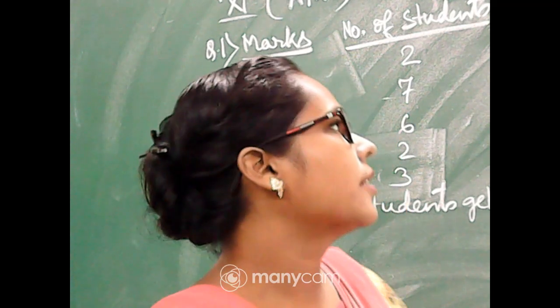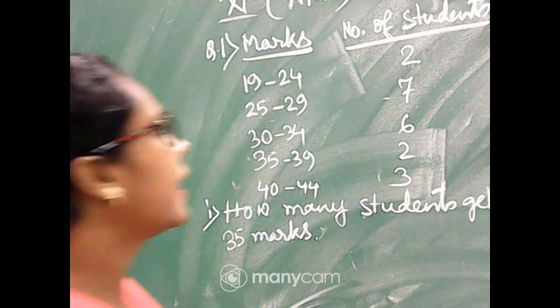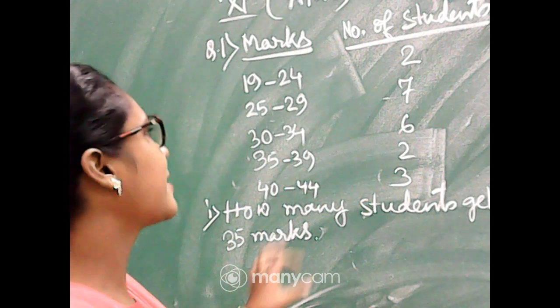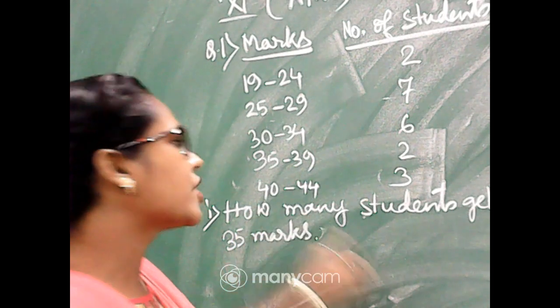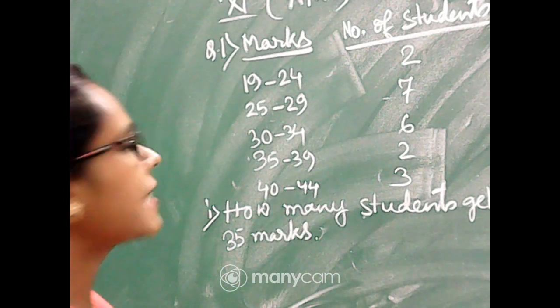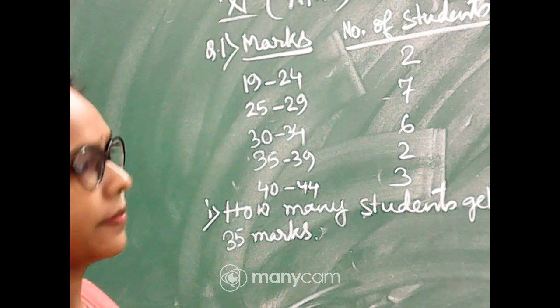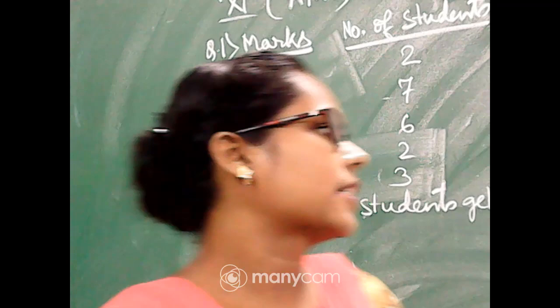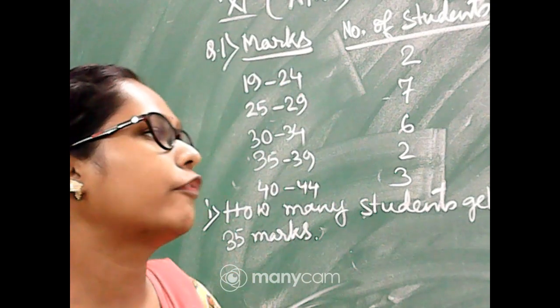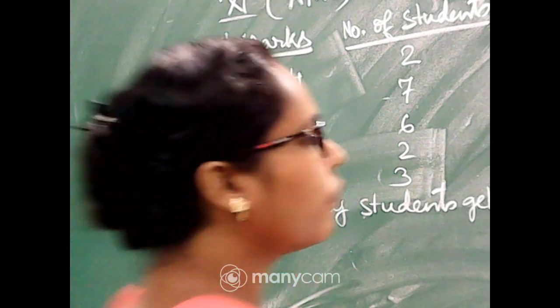See, here the marks of the students and the number of students are given. Our first question is, how many students get less than 35 marks? How many students get less than 35 marks? So, how will we find this?